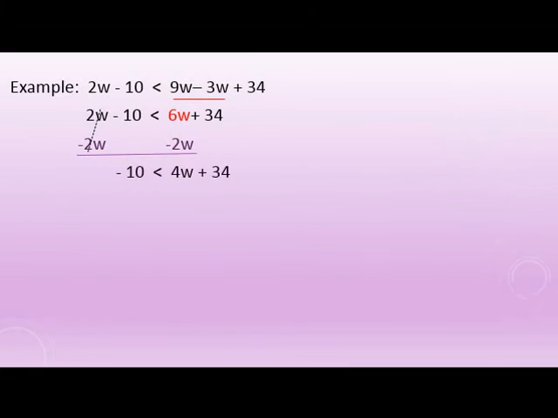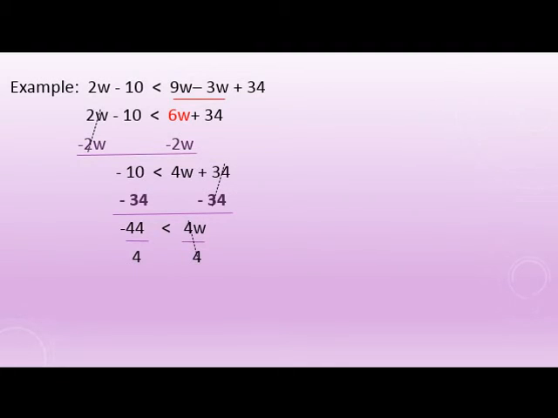I'm going to subtract 34 from both sides of the equation. This gives me negative 44 is less than 4w. Divide both sides by 4. This gives me negative 11 is less than w. Here's a new tip. If you rewrite the equation with the variable on the left-hand side, the arrow will always point the direction that you shade the number line.